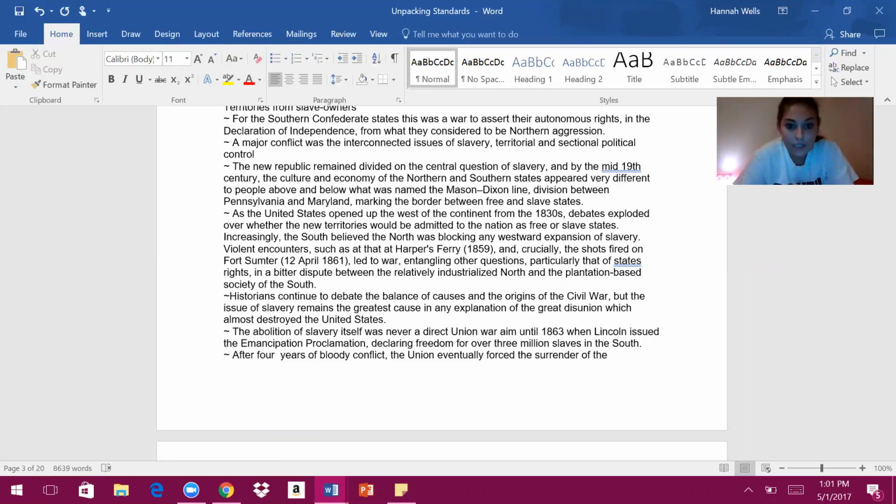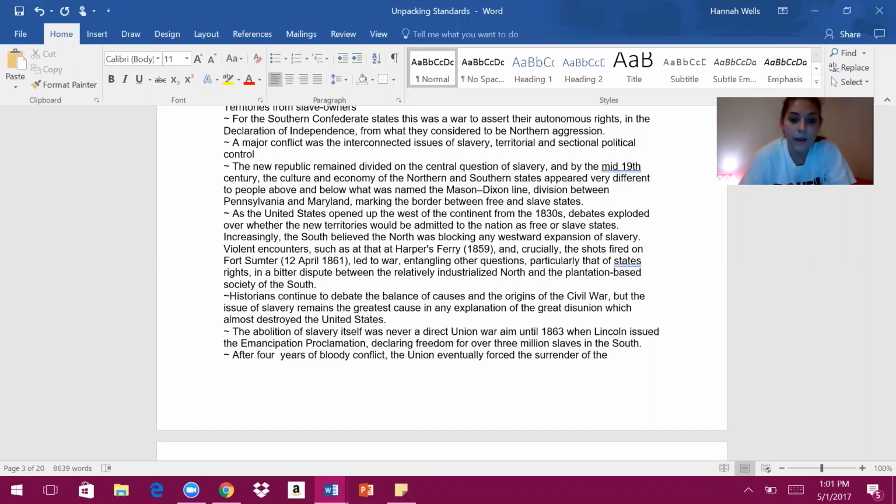Violent encounters such as that at Harper's Ferry in 1859, and crucially, the shots fired on Fort Sumter April 12, 1861, led to war, entangling other questions, particularly that of states' rights, in a bitter dispute between the relatively industrialized North and the plantation-based society of the South.